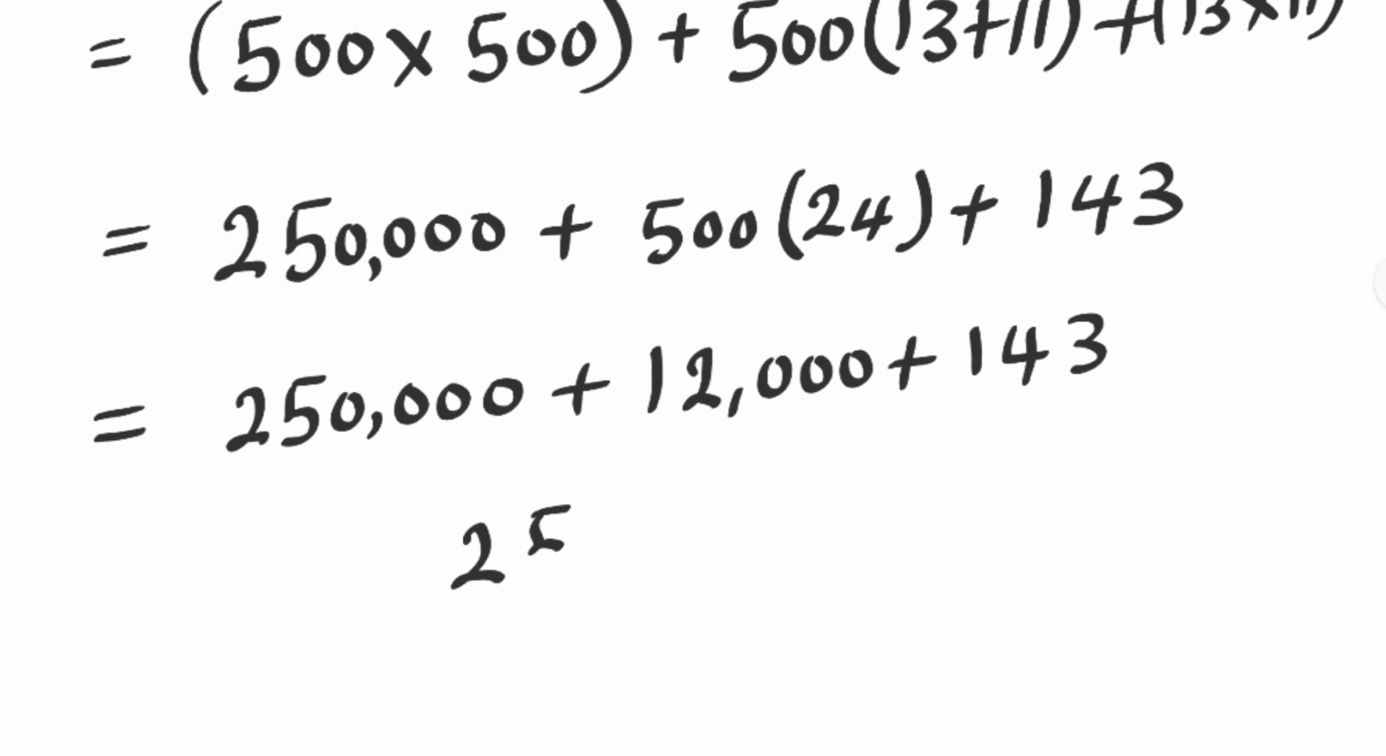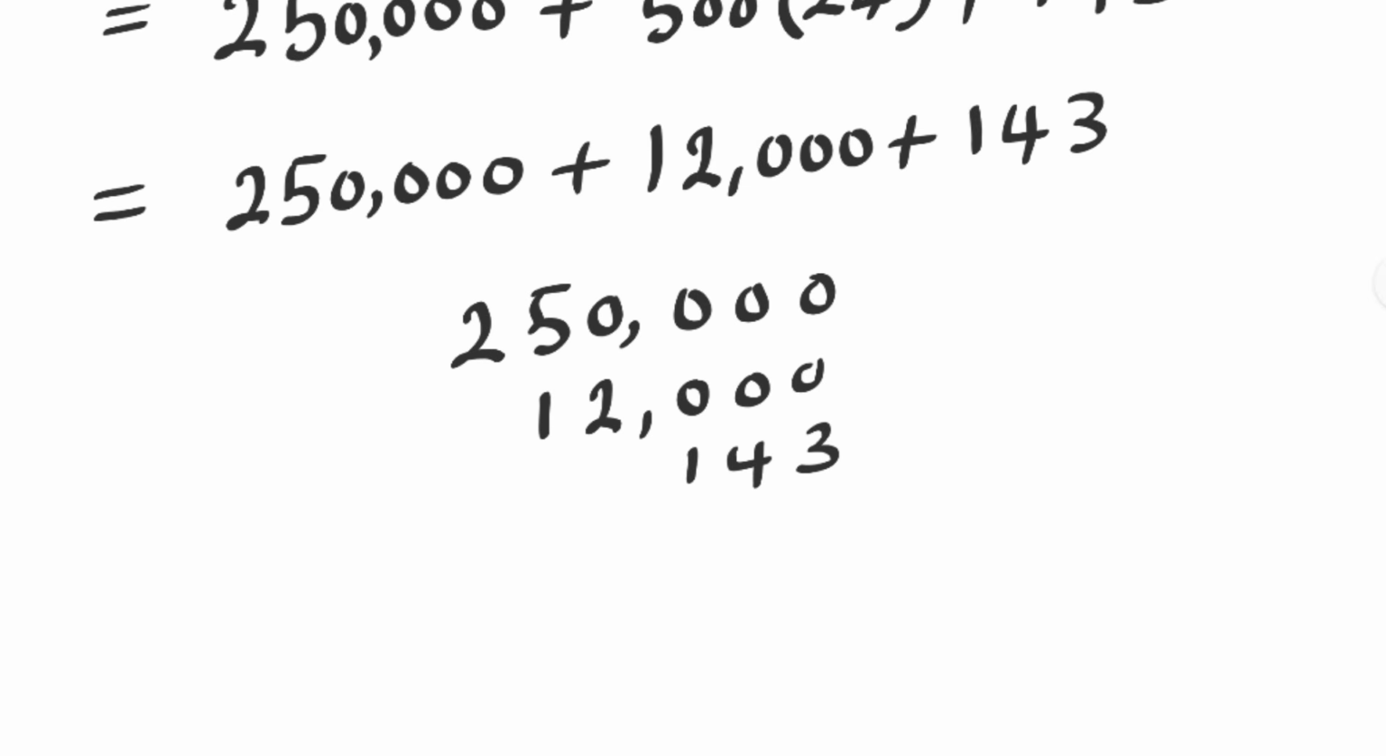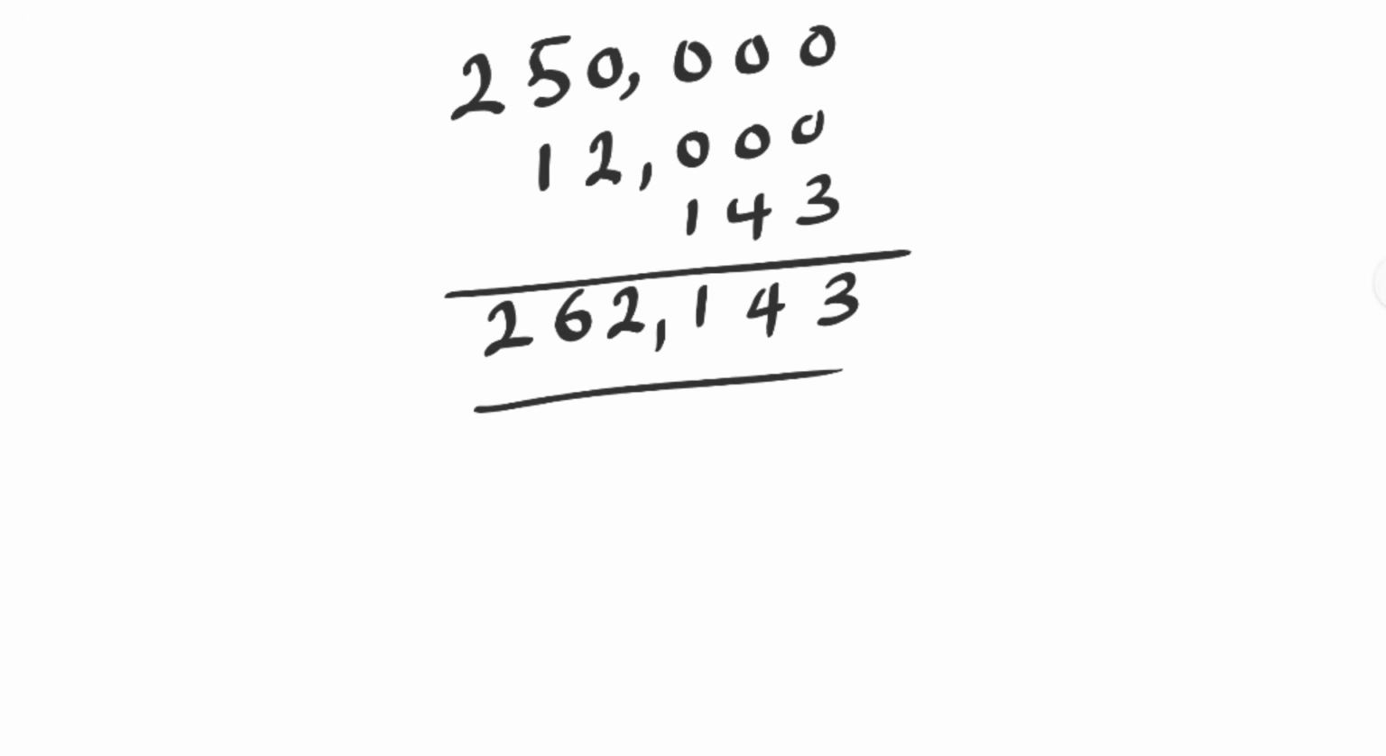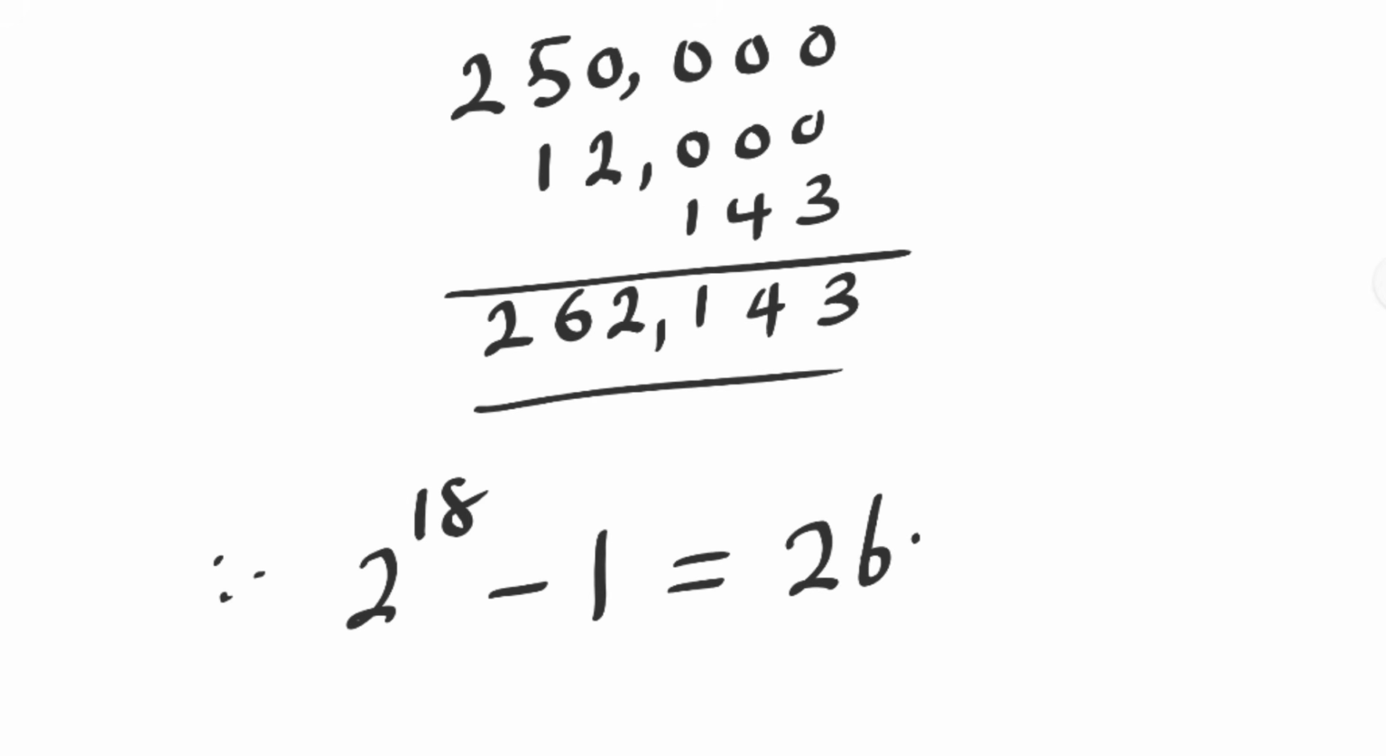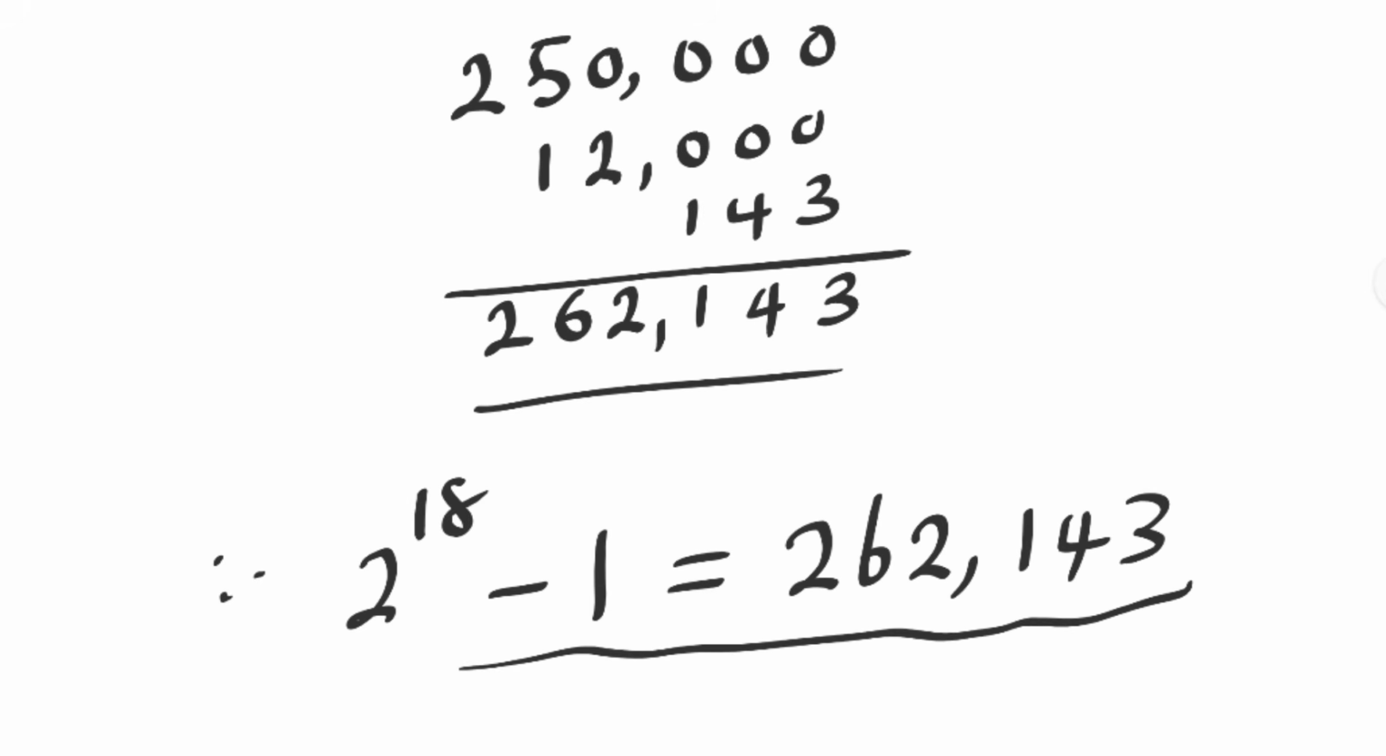This is 250,000, and here is 12,000, and this is 143. Adding these together gives 262,143. Therefore, 2 raised to the power 18 minus 1 is equal to 262,143. This is the final answer.